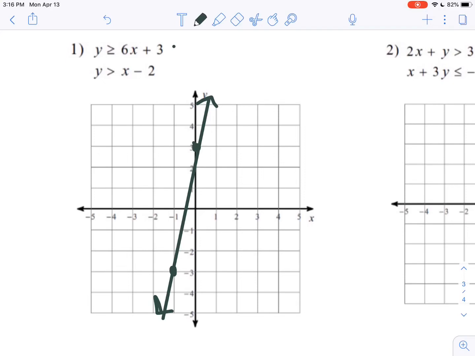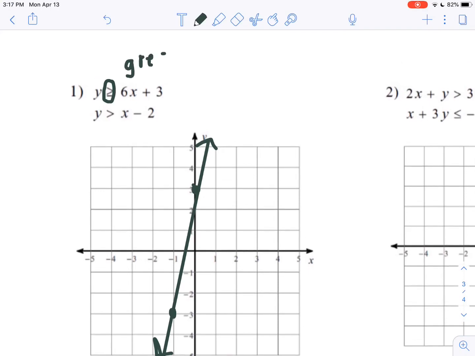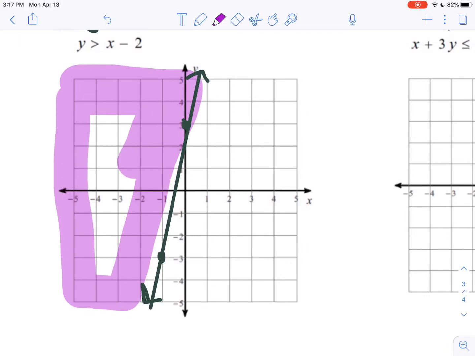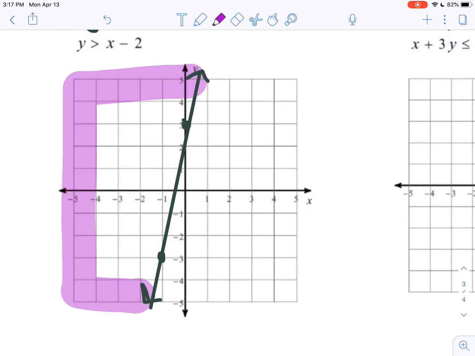Okay, I'm going to teach you a shortcut. So if you don't like the test point, you can look at your symbol that's greater than. That means that all your solutions are greater than your line. So I'm going to shade above the line. Okay, well, above the line is above the slant. So I'm going to shade this area right here. Now, if you chose a test point, like say you chose 0, 0, that would end up being false. And you would end up shading on this side of the line as well.